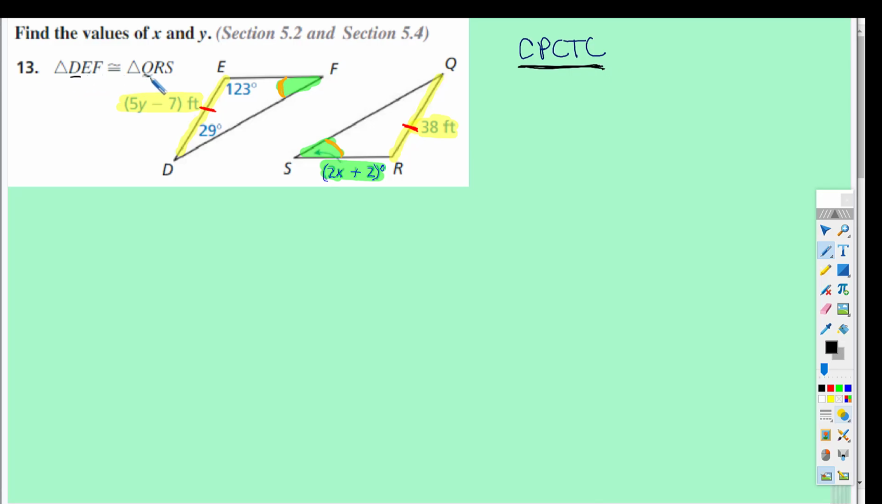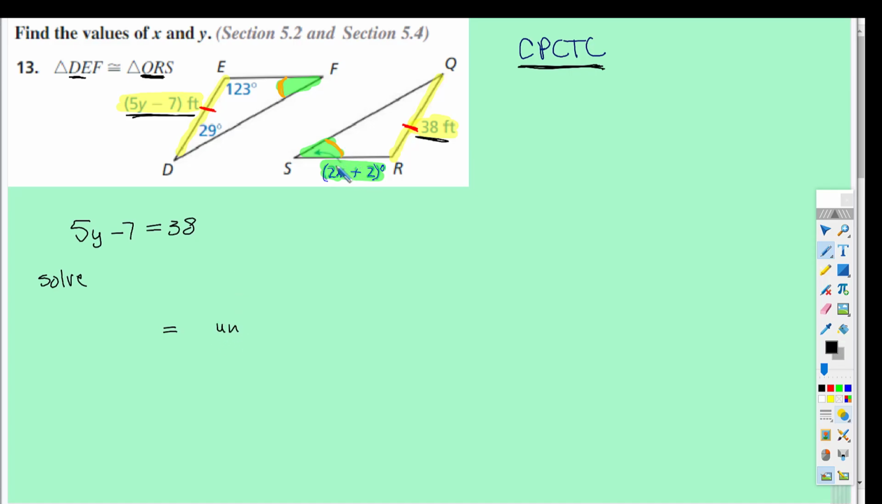So D corresponds with Q, so angle D, angle Q, etc. So I'm going to highlight segment DE, which I highlighted in yellow; it will correspond with QR. Well, that's perfect because that sets up the equation: 5y - 7 = 38, and then you would just solve, and your answer would be in units because it's a side length.